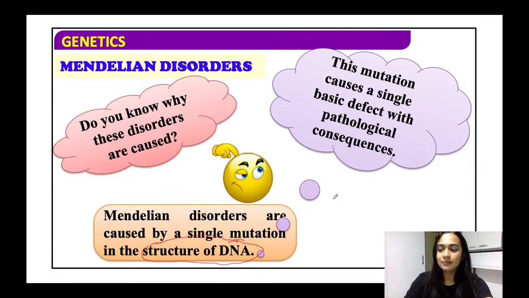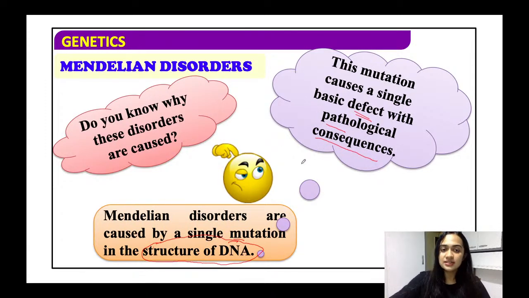So what happens is that in case of the Mendelian disorder, this mutation causes a single basic defect with pathological consequences. That means there is a mutation in the structure of the DNA, like the amino acid. Alright, so what it causes are pathological consequences. That means it can be mental retardation or any other consequence that a patient suffers from.